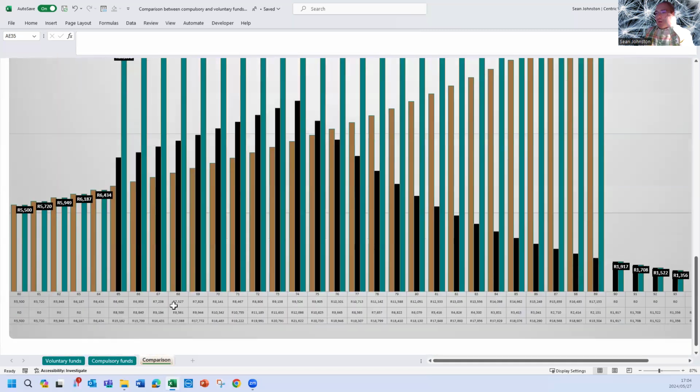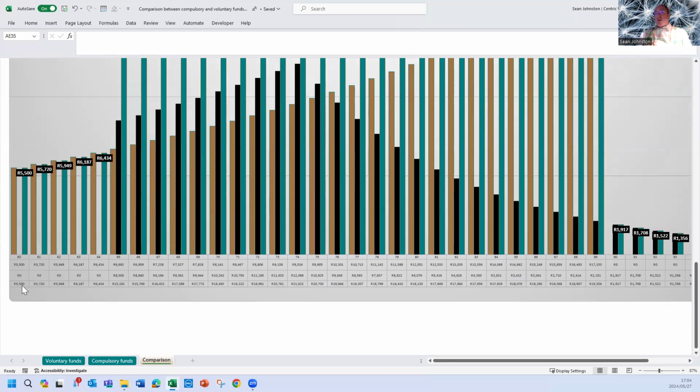But if you actually plot the two together, the client will start off with 5.5 at age 60. Let's say they retire at 65, but they just need some money over and above whatever income they have leading up to retirement.